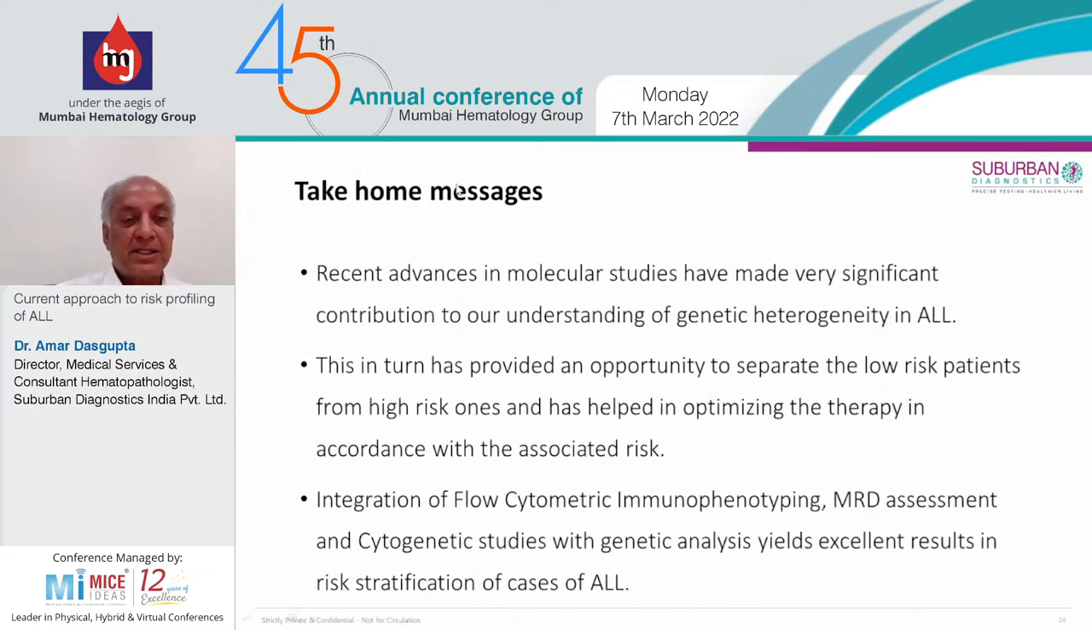So the take-home messages are that recent advances in molecular studies have made very significant contributions to our understanding of the genetic heterogeneity of ALL. This in turn has provided an opportunity to separate the low-risk patients from the high-risk ones and has helped us in optimizing the therapy in accordance with the associated risk. A very good example would be tailoring the therapy in a case of ALL, or for that matter other hematolymphoid malignancies, based on the MRD status. Integration of flow cytometric immunophenotyping, MRD assessment, and cytogenetic studies, including molecular and genetic analysis, yields excellent results in risk stratification of cases of ALL, by and large at presentation, but also along the way during the treatment. Thank you.